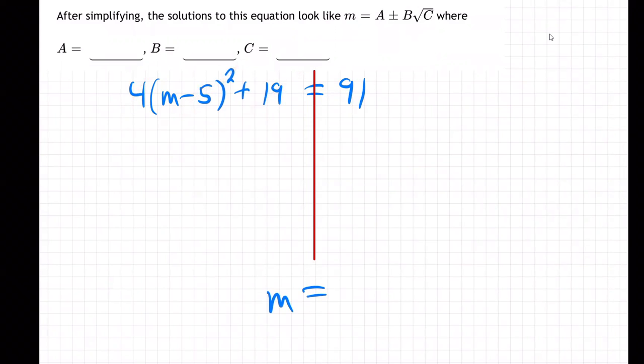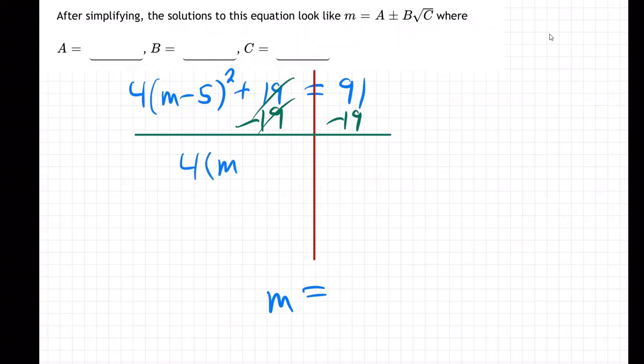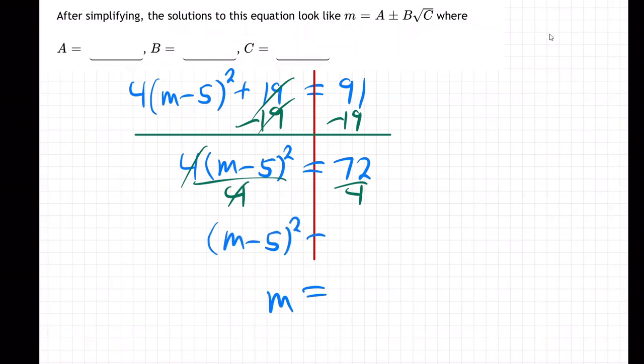So here we go. So first off, I'm going to get rid of that 19. Boom, boom. Bring down the 4, m minus 5 squared. And what's that, 72? Yeah, okay. And next, get rid of that 4, divide by 4 on both sides. Boom, boom. So m minus 5 squared is 18.